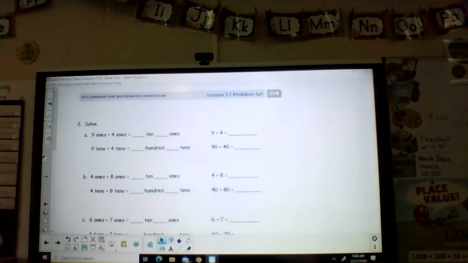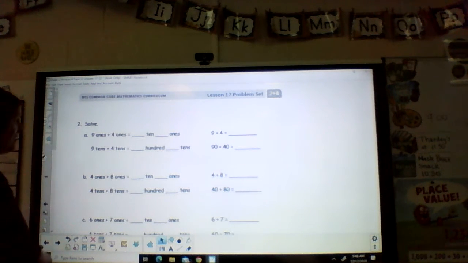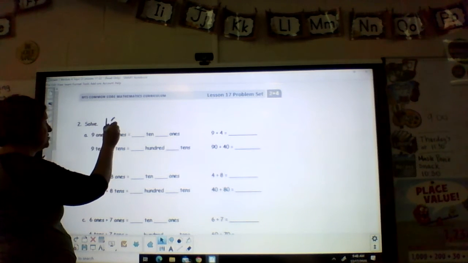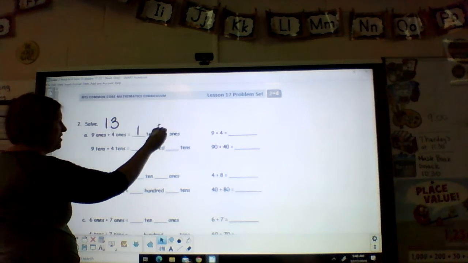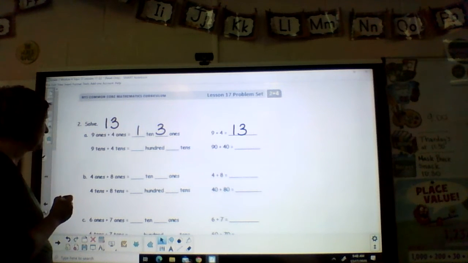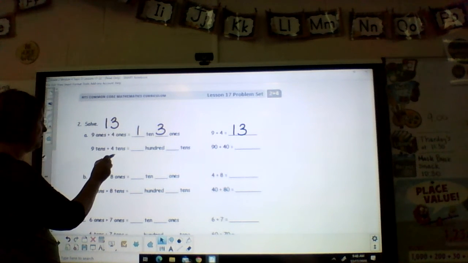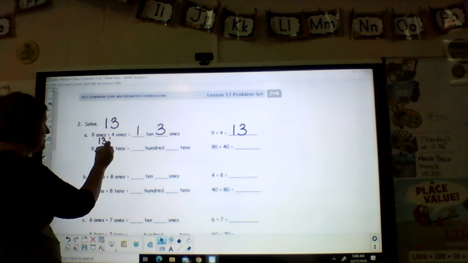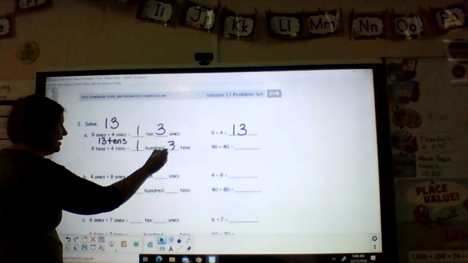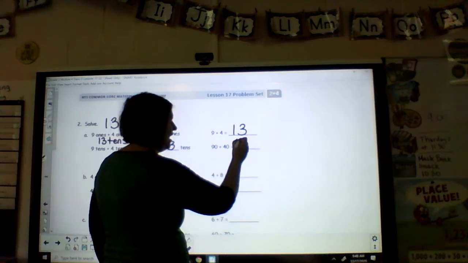All right, let's take a look at the back of our page. Problem 2 says 9 ones plus 4 ones. So the first thing I'm going to ask myself is, what's 9 ones plus 4 ones? 9 plus 1 plus 4 ones is 13, which is 1 ten and 3 ones. So 4 plus 9 is 13. Next, I'm going to ask myself, 9 tens plus 4 tens is 13 tens, which is 10 tens and 3 tens. So 90 plus 40 is 130.